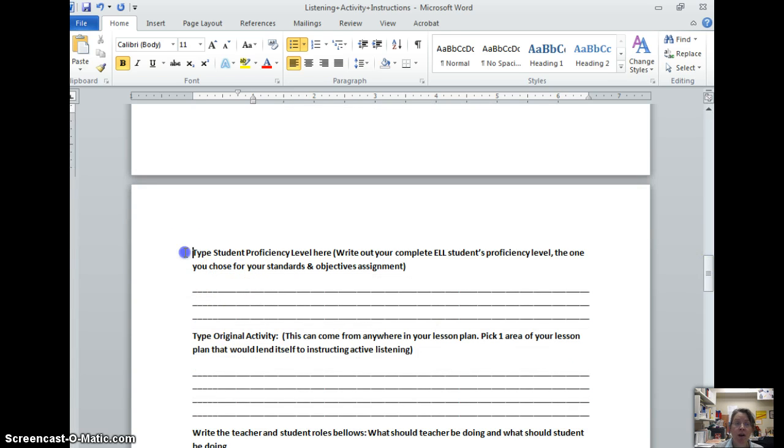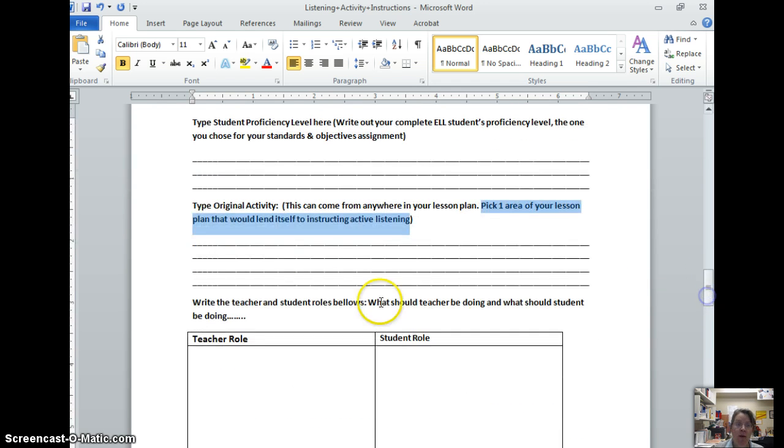Here you will write your complete student proficiency level. Here you will type your original activity. Pick only one area of your lesson plan that would really lend itself to instructing and using active listening. Write the teacher and student roles below. What should teacher be doing and what should student be doing?